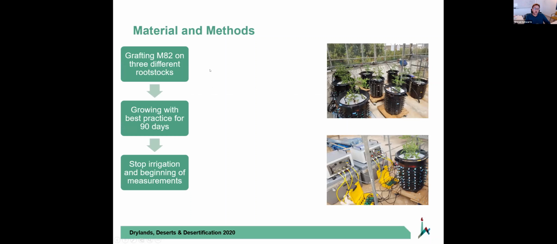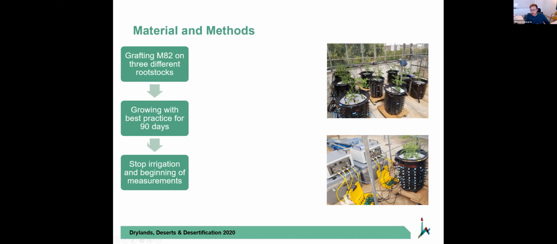What we did in the experiment is to graft M82 tomato plants on 3 different rootstock, and we did it in order to reduce the variability. So we have the same plant, M82, on different roots. Then we grow those grafted plants in big plastic pots that you can see here. These are 70-liter pots, and we grow them using the best practice, so irrigation and fertilizers, for 90 days.